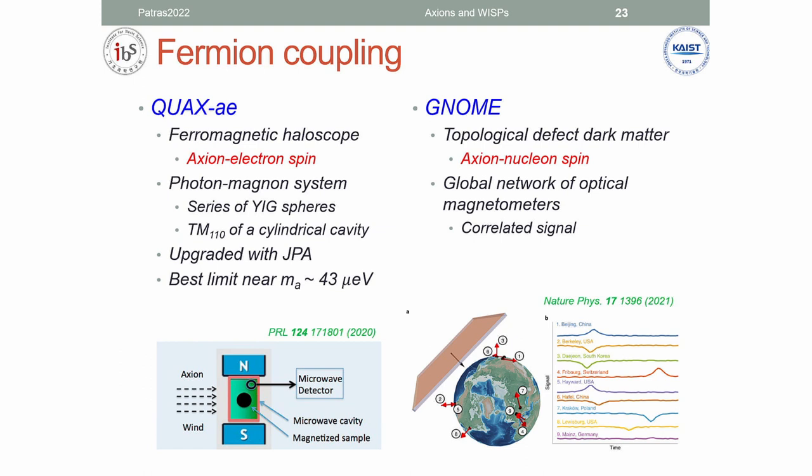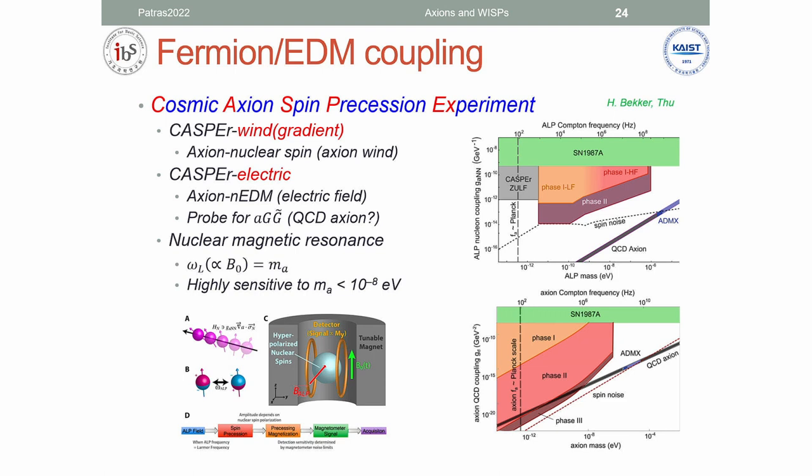Okay, so fermion coupling. We have the axion-electron coupling, g_ae. This is basically a ferromagnetic haloscope, which can couple to the electron spin. We have a series of magnet systems which can be coupled to one of the resonant modes. And recently they plugged in a JPA, and the first result came in 2020. And then GNOME is also looking for topological defect dark matter, where the spatial gradient of the axion can couple to the nucleon spin. We have a global network around the world, more than 15 stations, and they look at the correlated signal from those stations.